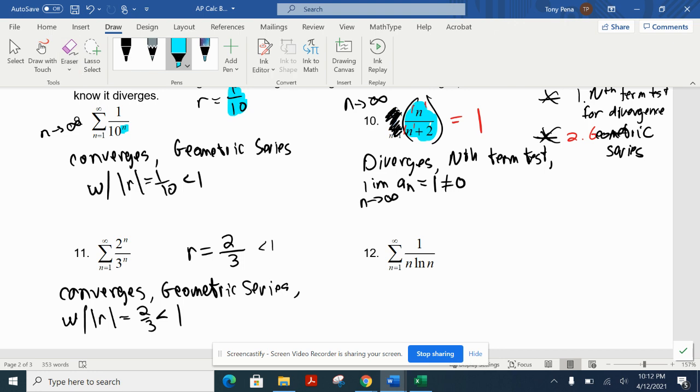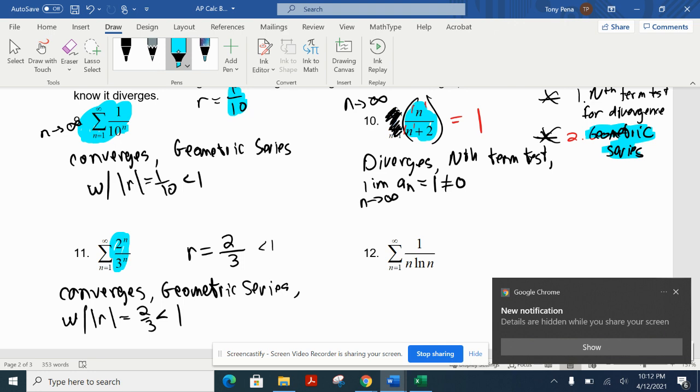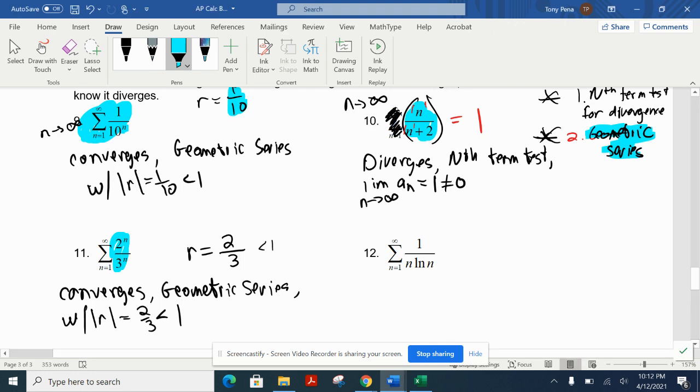So the next thing we want to understand is, is it a geometric series? Hopefully, if we understand what number 9, or I guess number 11, is, then there's no way this one is a geometric series. This doesn't have a base raised to a variable power. So we have to investigate some other options.